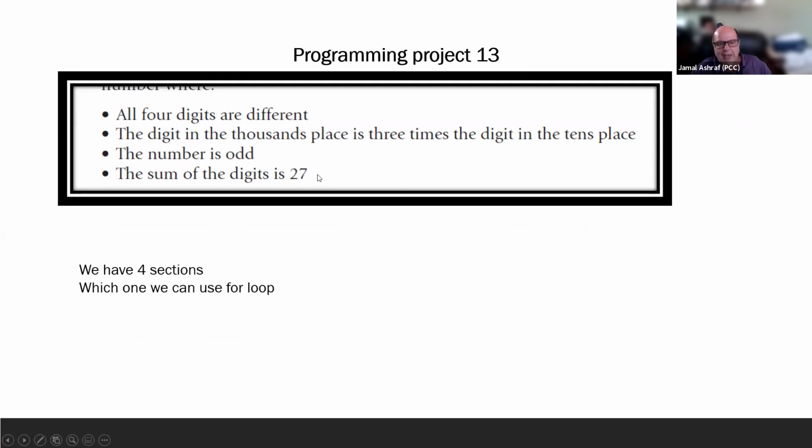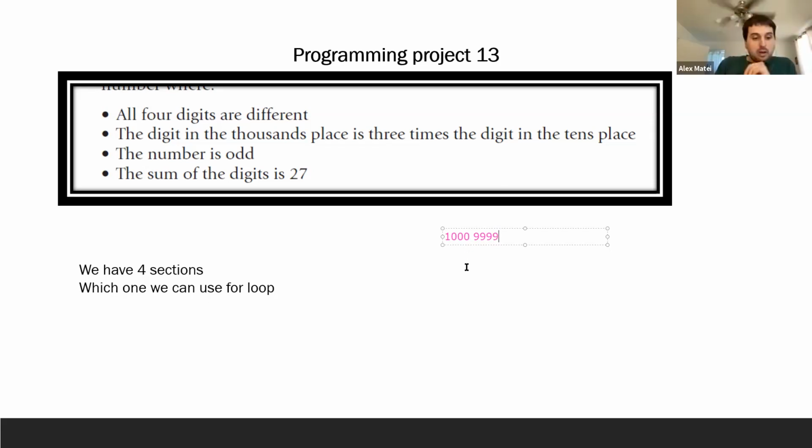Now, I can potentially create a loop for odd numbers. If it's 4 digits, that means my number is going to start from 1000 and go all the way to 9999. So that's my range. So I can potentially create a loop to go from 1000 to 9999. Can you guys see my screen? Yeah, we can see it.